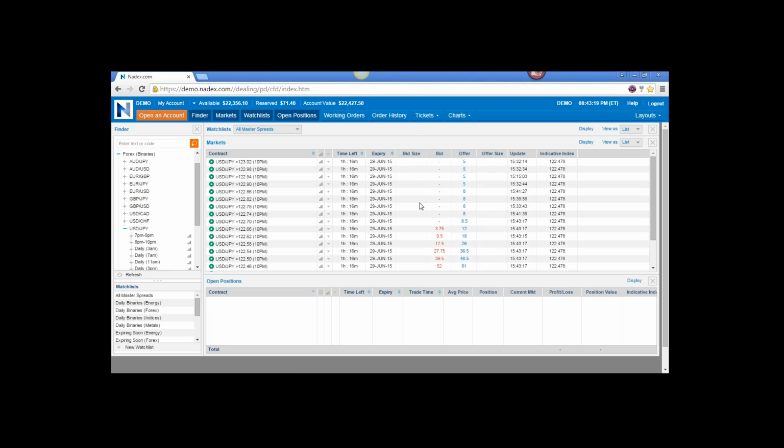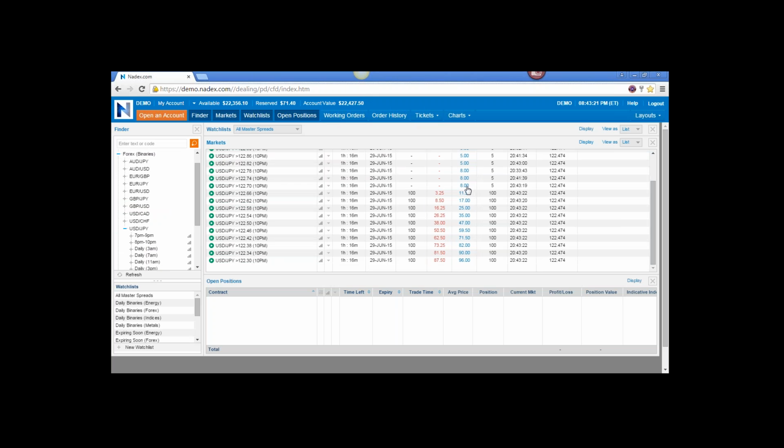All right, 10 o'clock. Ooh, check that out. $8. I could buy that for $8 right now. If it expires in the money, I'll get $100 back. Ooh, let's buy it. Okay. What is this? This strike is 122.70. Where's the market right now? 122.49. 22 ticks away from the market.